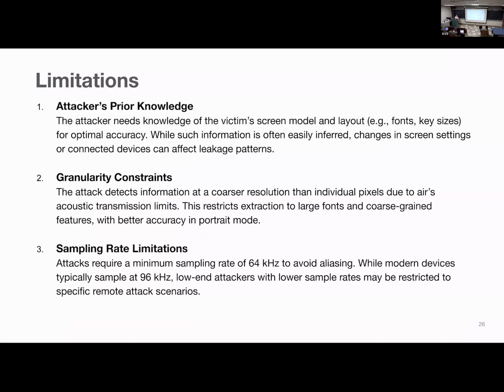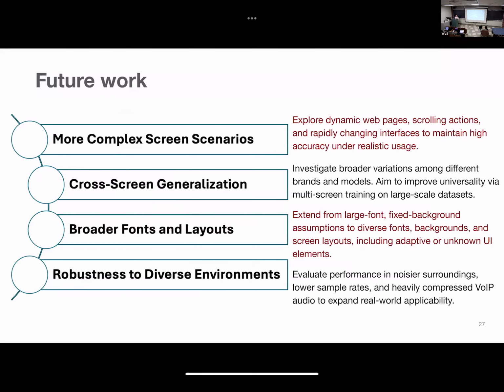Also, it will have limitations in sampling rate because our modern devices are always sampling at 96 kilohertz, and this paper was using a sampling rate of 64 kilohertz. But it makes sense because this paper was published in 2019, I guess. So there is also some future work as limitations before.